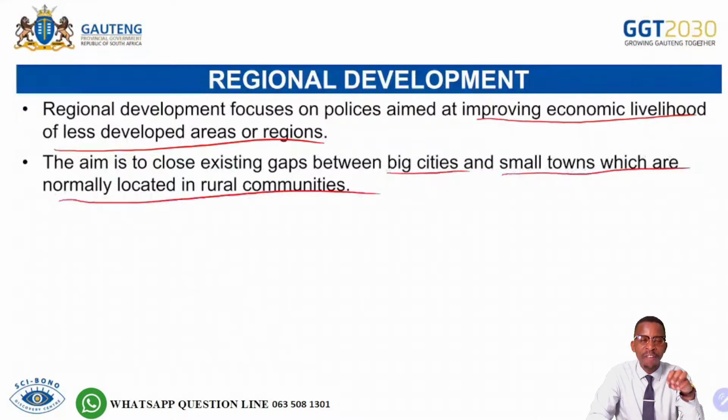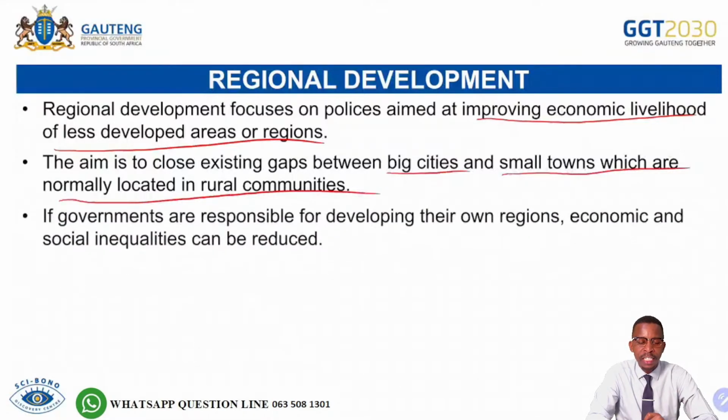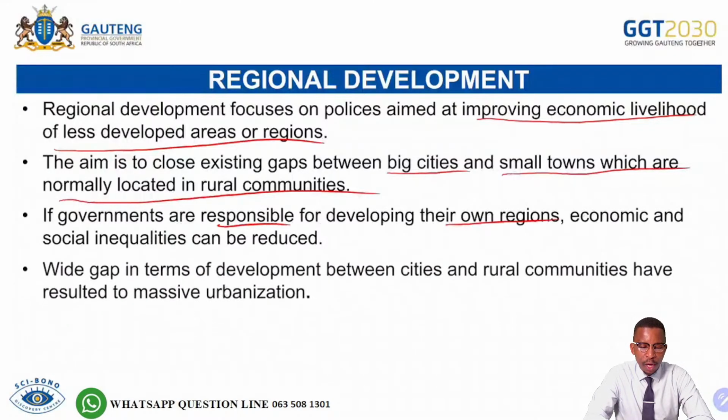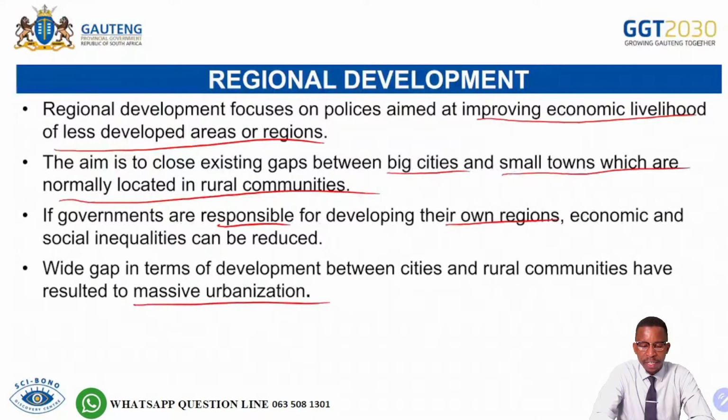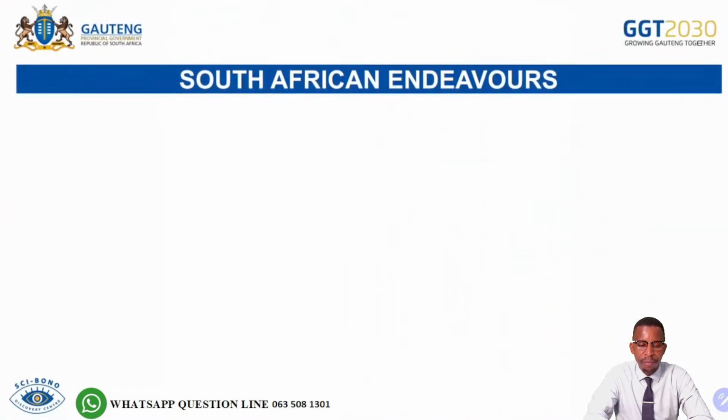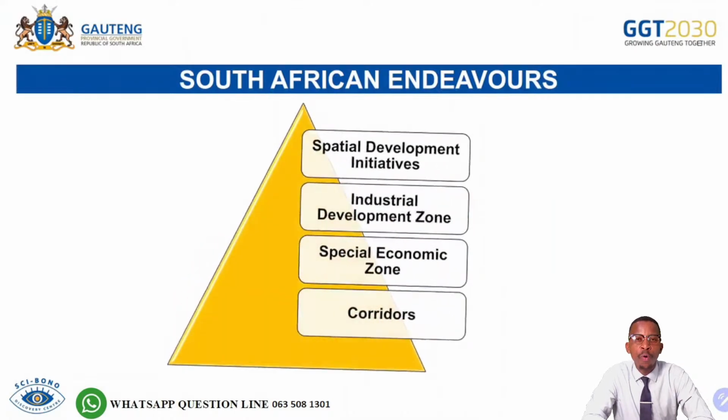So if ever we can have regional development, all regions can be developed, so there will be no need for urbanization. This regional development is there to ensure that there is decentralization, economic activities are spread across the country to ensure that all citizens can benefit in their regions through the economy. If governments are responsible for developing their own regions, economic and social inequalities can be reduced. The wide gap in terms of development between cities and rural communities has resulted in massive urbanization, so that should be reduced. Then we talk about South African approaches to regional development.